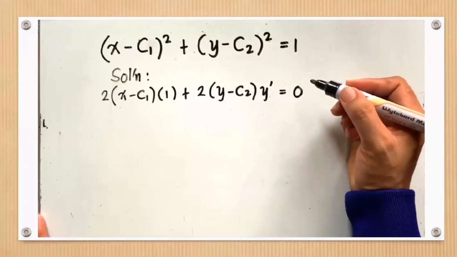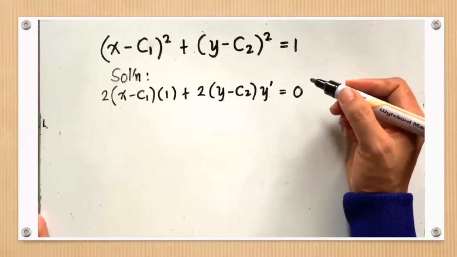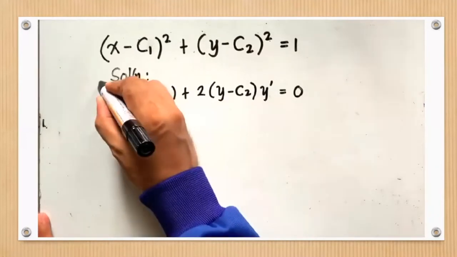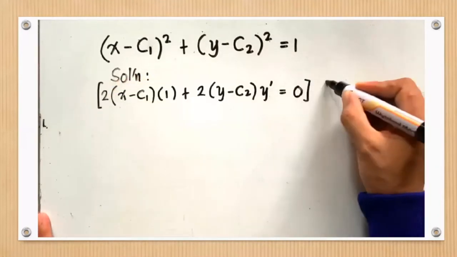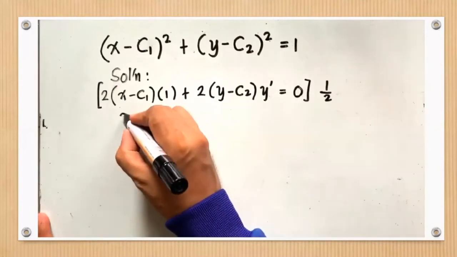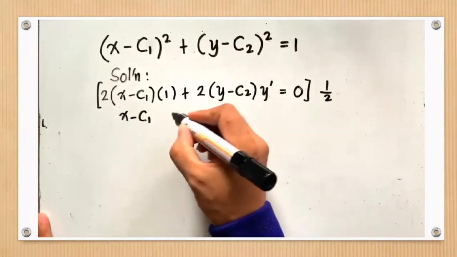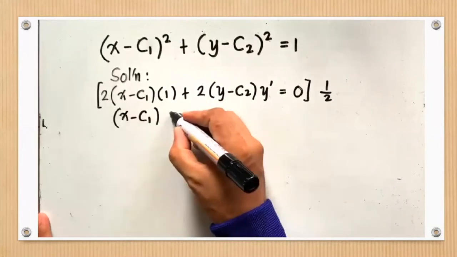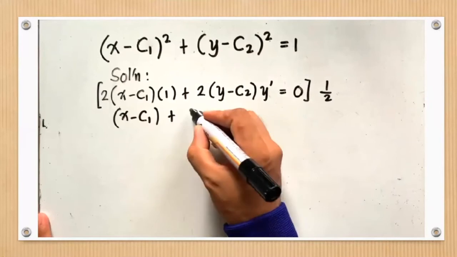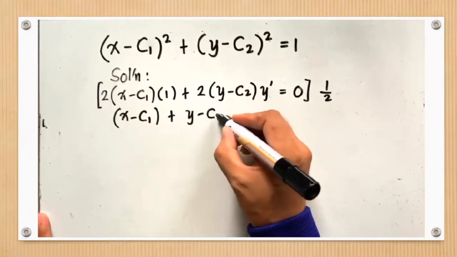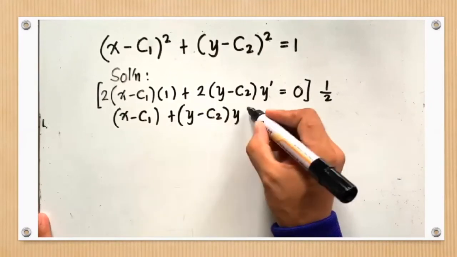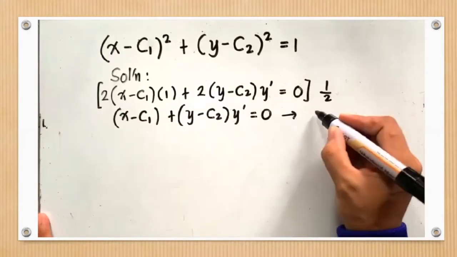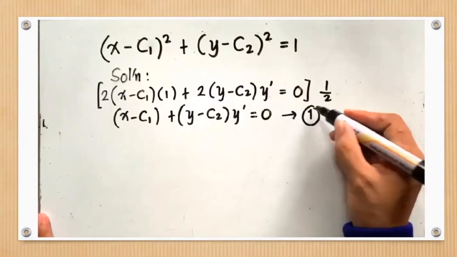Okay, so before you proceed to the next differentiation, pwede mo munang i-simplify, or since may common do sa first and second term na 2, you can actually remove that by dividing both sides by 2 or multiply both sides by 1/2 para matanggal natin yung 2. So x minus c sub 1 plus y minus c sub 2 times y prime equal to 0. Ito na yung ating equation 1. So, tandaan niyo first differentiation pa lang.